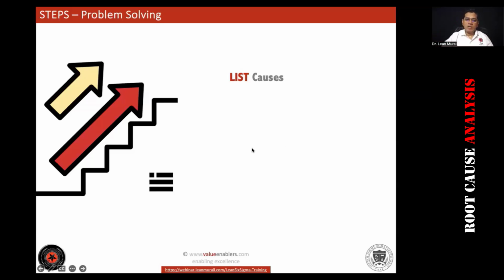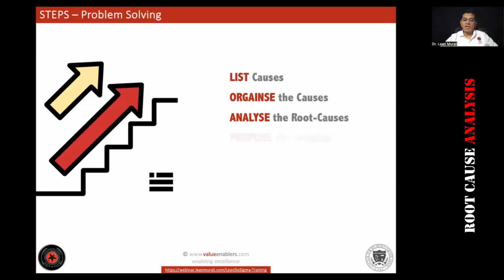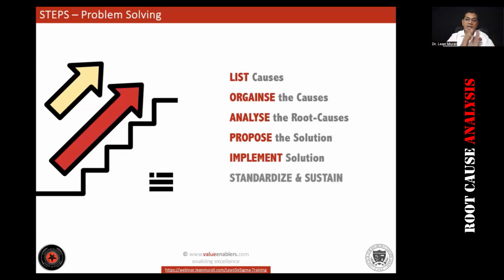So you need to list the causes. The second thing is organize the causes. All of you type LC in the chat box, list the causes, then organize the causes. Type OC in the chat box, organize the causes. Now that you have listed the causes, you'll have to organize the causes. The third thing is analyze root causes. All of you type ARC in the chat box, analyze root causes. Then all of you type PS in the chat box, propose solutions, and then IS, implement solutions, and finally S and S, which is standardize and sustain.